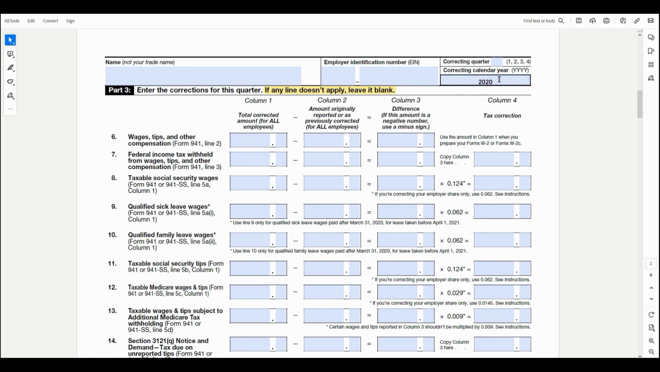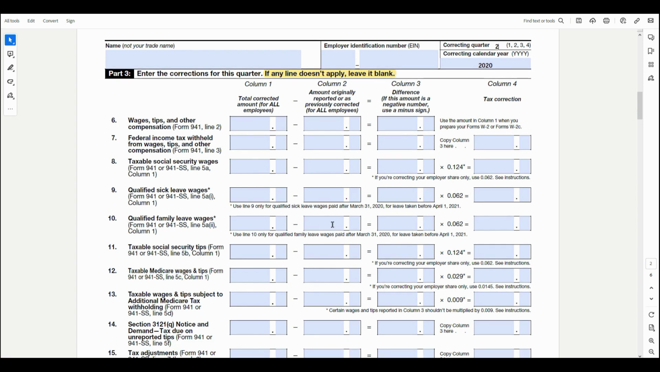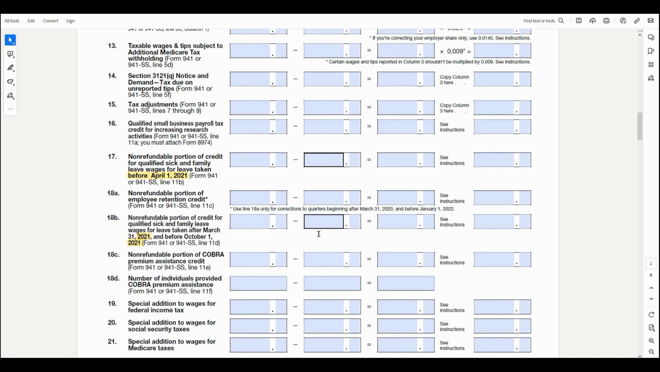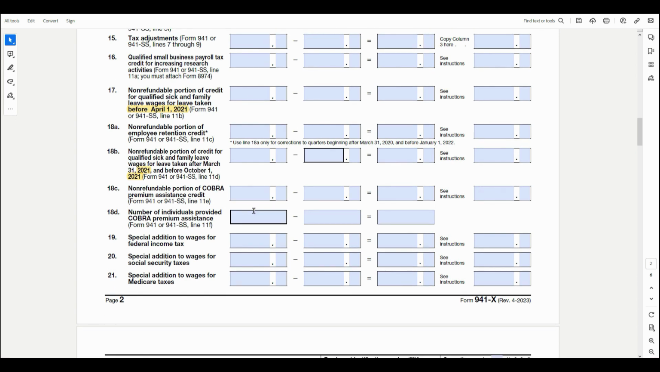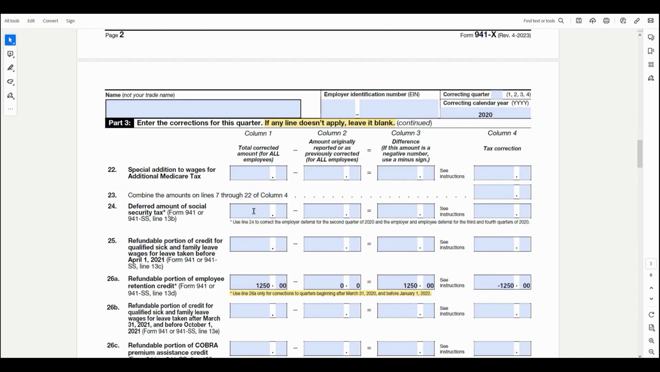The year that's being corrected, and then up here, of course, you would say this is the second quarter that I'm trying to correct. Down here, we have the non-refundable portion. So if you were correcting any of these amounts, this is where you would place those amounts. Non-refundable portion of the credit for qualified sick and family leave. We're gonna skip that because that won't apply.